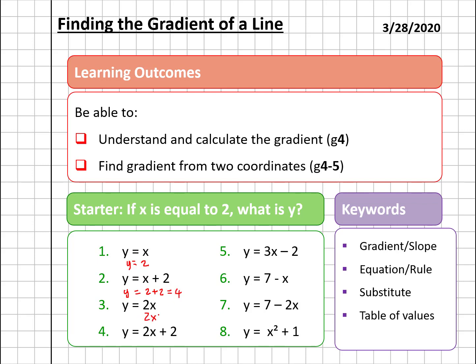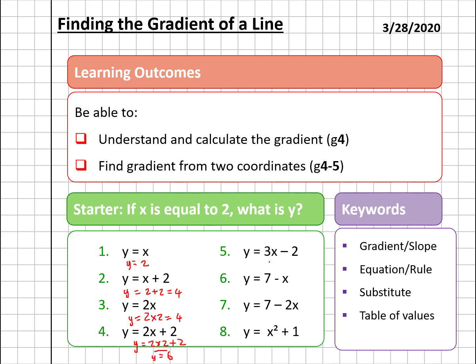That means 2 times 2, so that equals 4. 2 times 2 plus 2. Remember BIDMAS, so y equals 6. Just going to jump to the answer now.